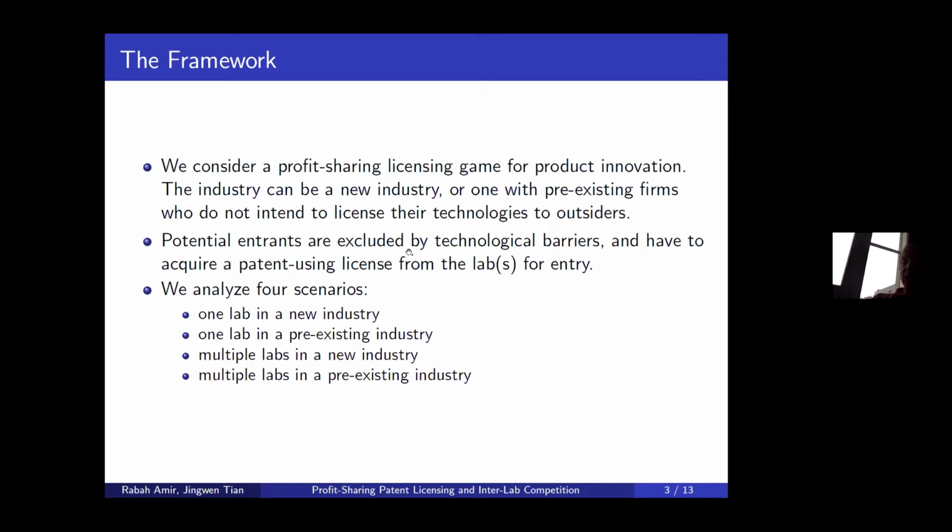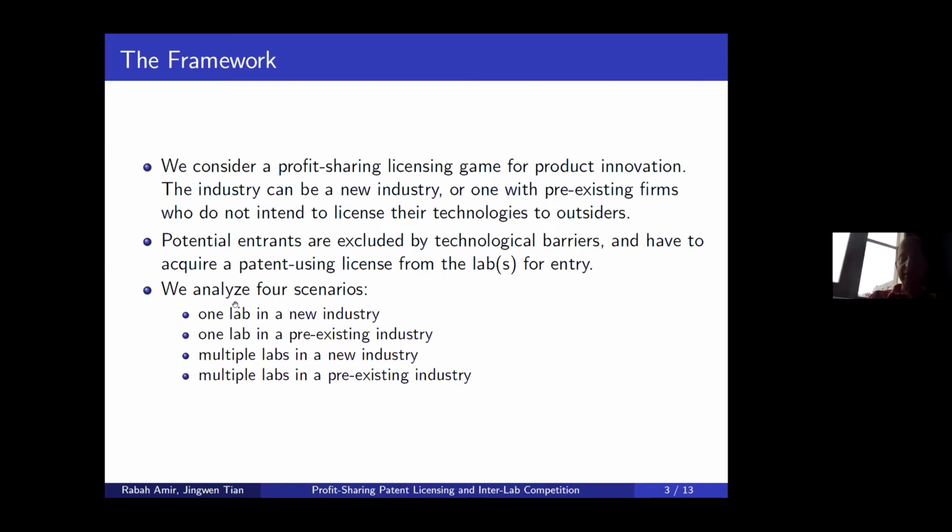And other potential entrants are simply excluded by technological barriers. If you don't have this technology, you simply cannot produce the good that defines this industry, and you simply cannot enter. All right, so here are the 4 scenarios.